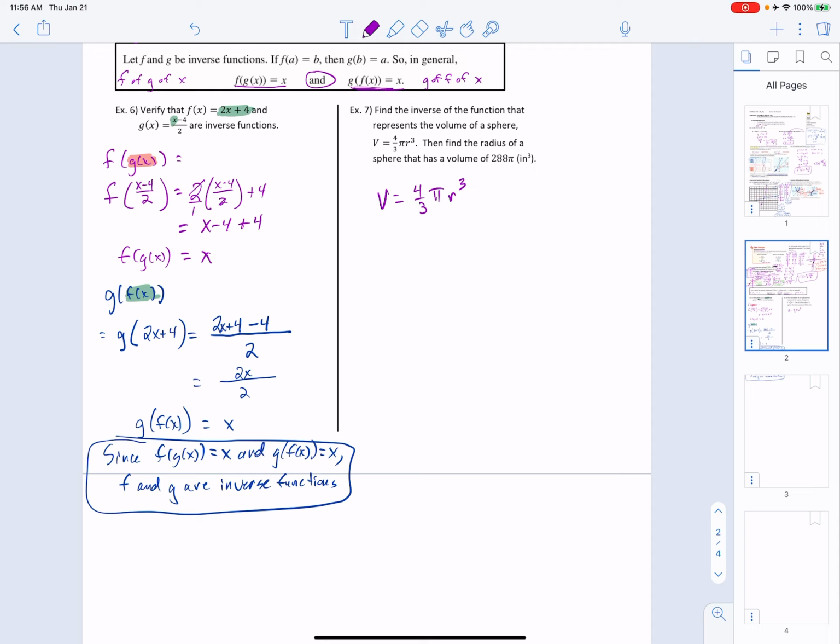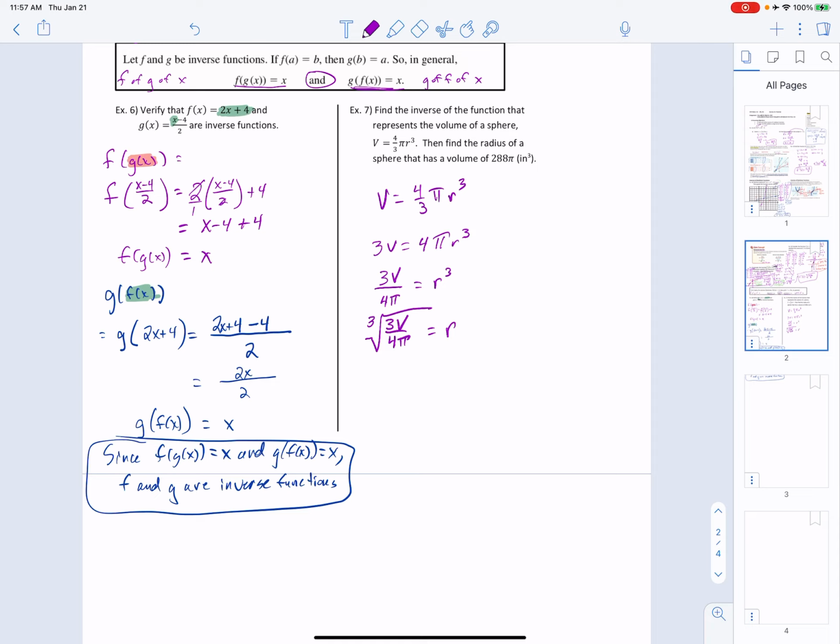So I'm going to start by multiplying both sides by 3. And then I can divide by 4 pi. And then I'm going to take the cubed root of both sides. And so on that one, we've got the radius is the cubed root of 3 times the volume over 4 pi.